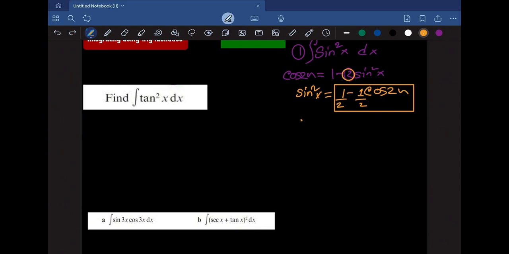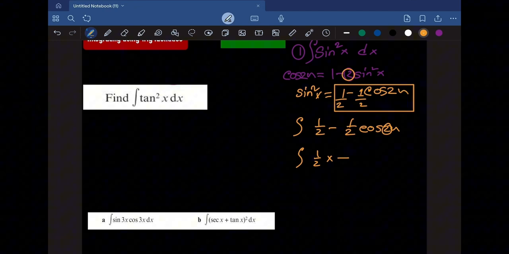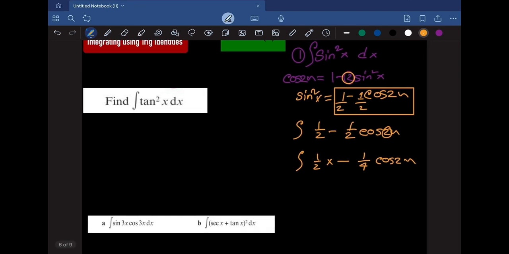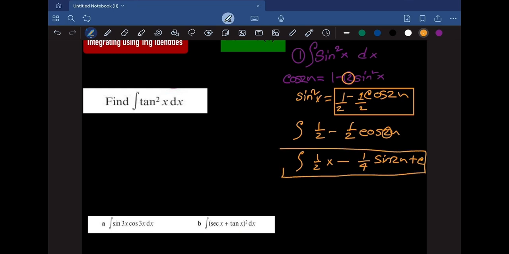Now let's integrate this: half minus half cos 2x. If you integrate half, it becomes half x, right? Minus half cos 2x integration means the cos 2x will be divided by 2. So when you divide half by 2, it becomes 1 by 4 cos 2x. When you integrate cos, it becomes sine 2x. So we will have 1 by 4 sine 2x plus c. So basically this is our final answer.